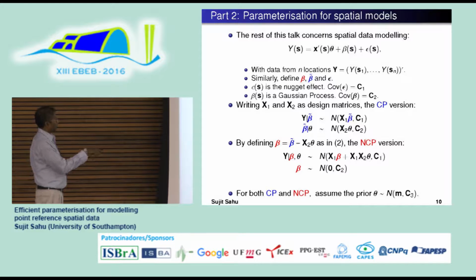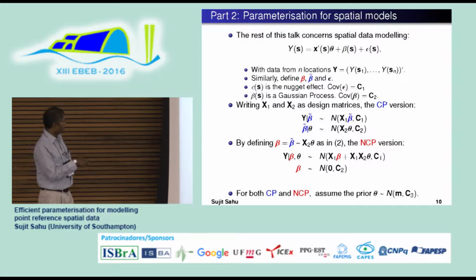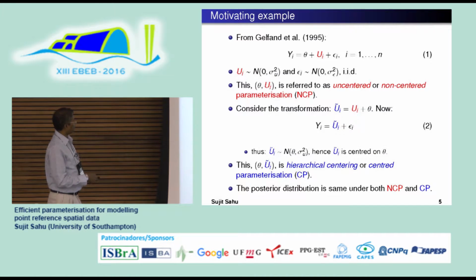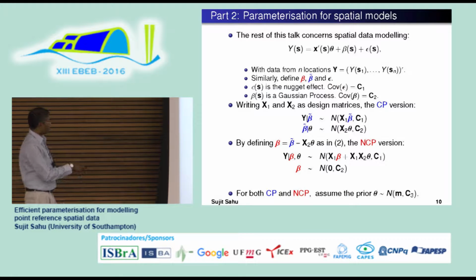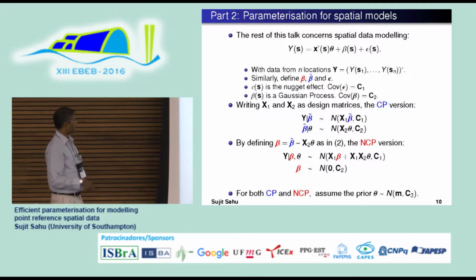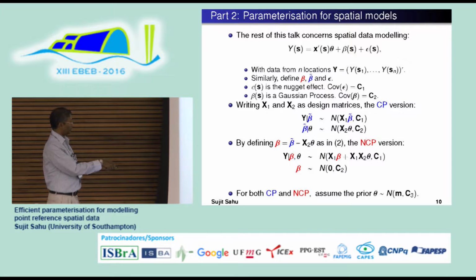Writing X1 and X2 as design matrices, the CP, the centered parameterization version, would look like this: Y given beta tilde is normal(X1 beta tilde, C1), and beta tilde given theta is normal(X2 theta, C2). By defining beta equal to beta tilde minus X2 theta, we get the NCP version, just as in 2. I can show you what that 2 was: y_i equals u tilde_i plus epsilon_i, where u tilde_i is u_i plus theta. Doing similar things, we get this NCP version, which looks like that. For both CP and NCP, assume the prior theta follows normal(m, C3), where C3 is another covariance matrix that we need to assume.